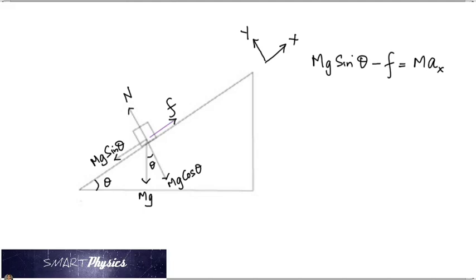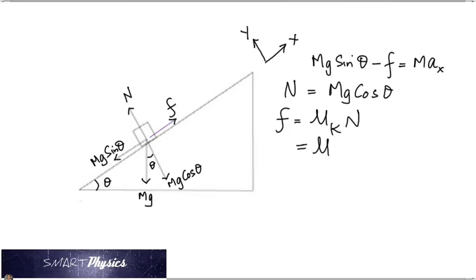So remember that the normal force is upwards and mg cosine theta is down, and this object is not moving along the y-axis, is it? No. Therefore, N must be equal to mg cosine theta. That gives us a method of calculating friction, because we know friction is mu k times N. So once we get N, friction is mu k times mg cosine theta. Once you get your friction, you simply plug it in here.